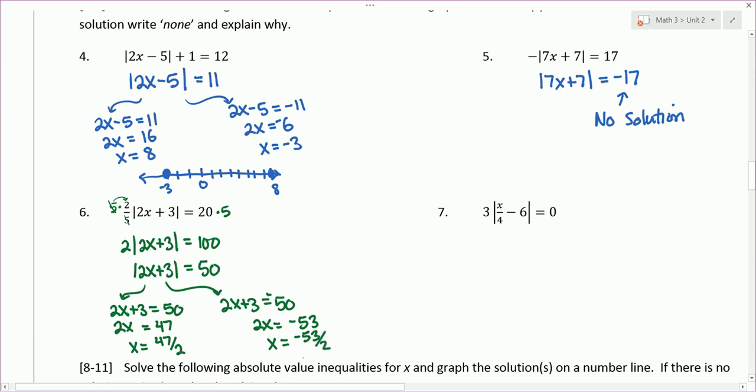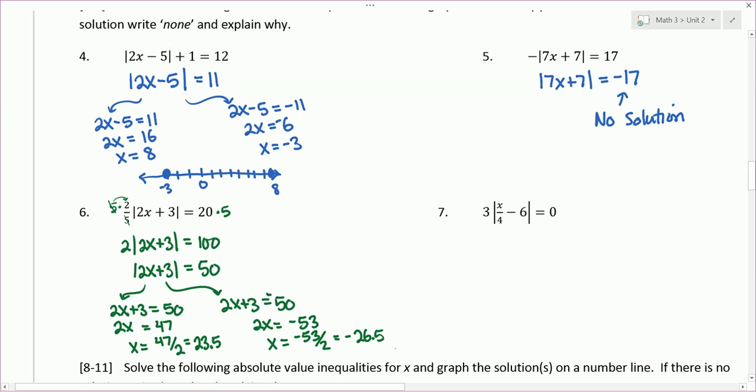When you graph that on a number line, it's nice to think of it as a decimal value. It's easier to find where it belongs. So 47 over 2 is going to be 23.5. And negative 53 over 2 is going to be negative 26.5.